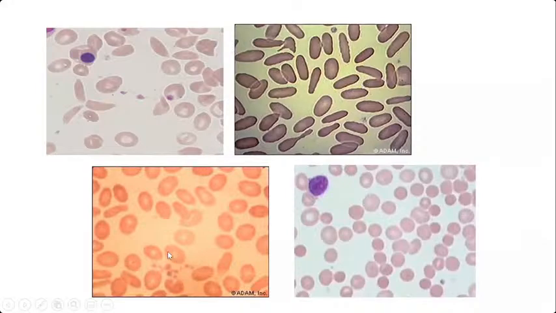And then in this one, now we see the cells are more oval shaped, all right? You have now more oval shaped, like you might see in hereditary ovalocytosis.